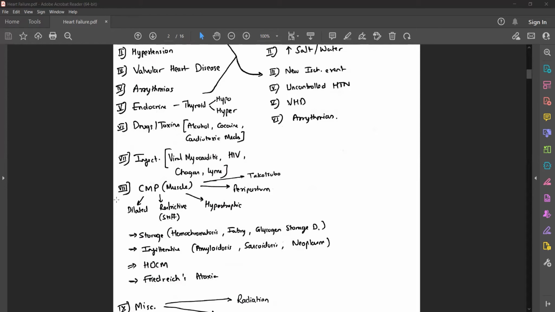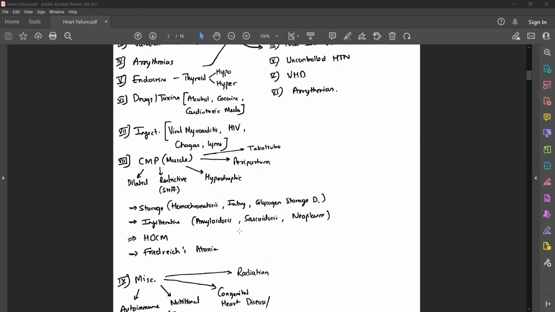Now, dilated, restrictive, hypertrophic, these are morphologic classification, and each of these different causes can lead to different morphologic types of cardiomyopathy. For example, dilated cardiomyopathy can happen due to multiple different reasons, which can be genetic, systemic disorders. It can be idiopathic. It can also be caused by alcohol, cocaine. These can lead to dilated cardiomyopathy.